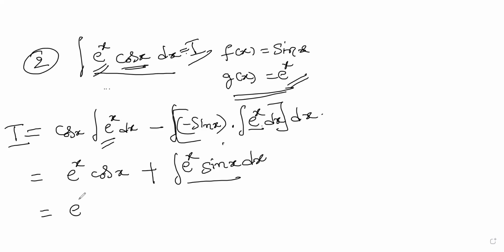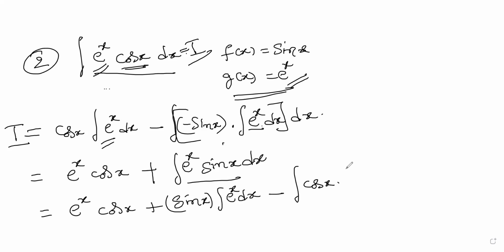So I have e power x into cos x plus sin x into integral e power x dx. This is what I'll get: sin x into the integral of e power x dx, that is anyway e power x, minus the integral of the derivative of sin x, which is cos x, into the integral of e power x dx, whole dx. This is what you get.